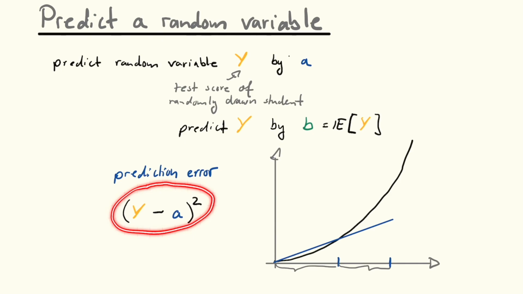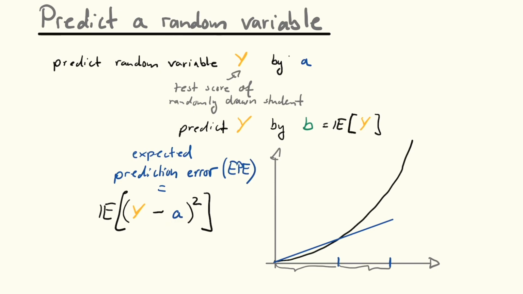This is still a random quantity. It gives us a prediction error for every realization of y. We can translate this into an overall measure of prediction error by averaging over all possible y's. This is called the expected prediction error. Let's abbreviate this EPE. The EPE is a number that measures the accuracy of a as a prediction of y. If the EPE is a small number, then y tends to realize close to what we predicted. If the EPE is a large number, then y tends to realize far away from what we predicted.